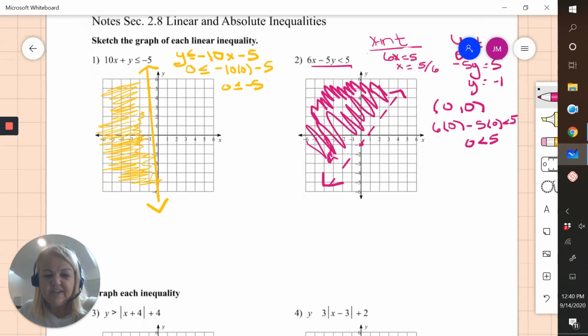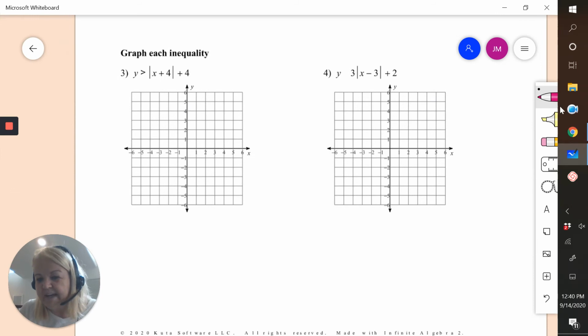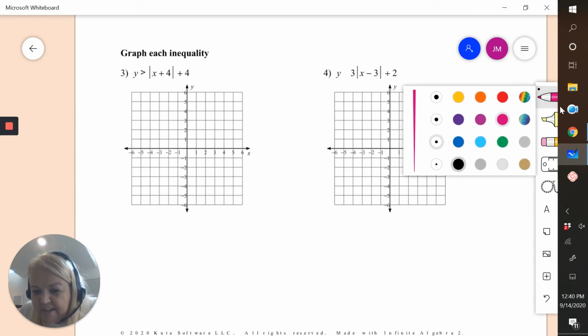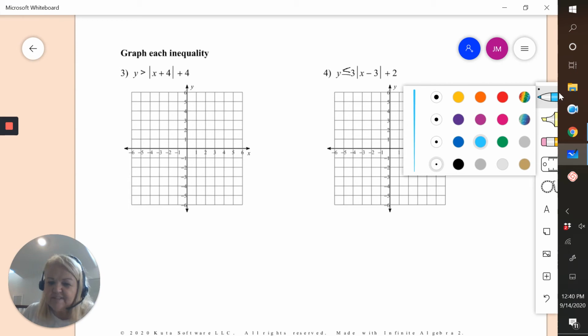Okay, so let's go ahead and move on to now what we know about absolute values. We're going to take what we know about absolute values and do the same thing. I don't have a symbol here, so let me make sure that we know that this one is less than, oh, that's pretty ugly, less than or equal to. Okay, so we'll do this one in this color. All right, so now what do we know about this absolute value graph?